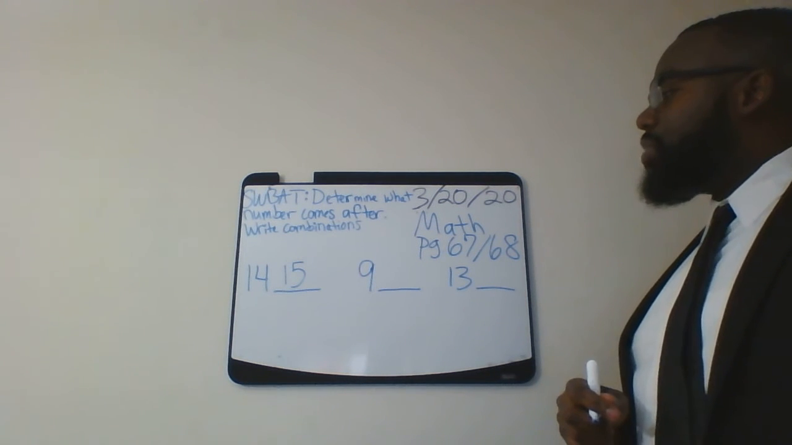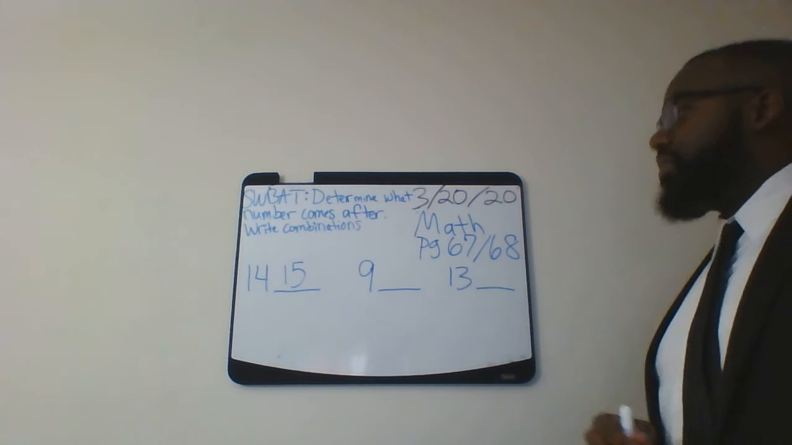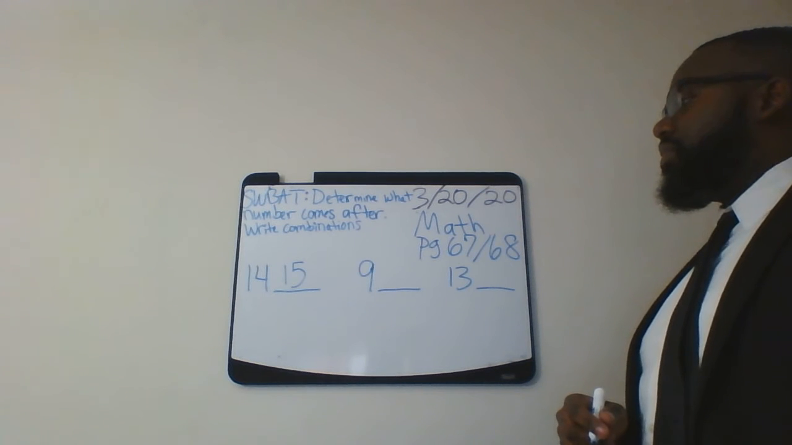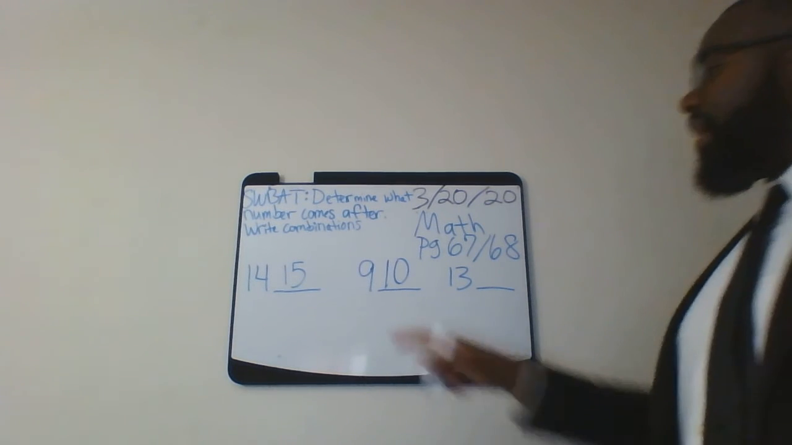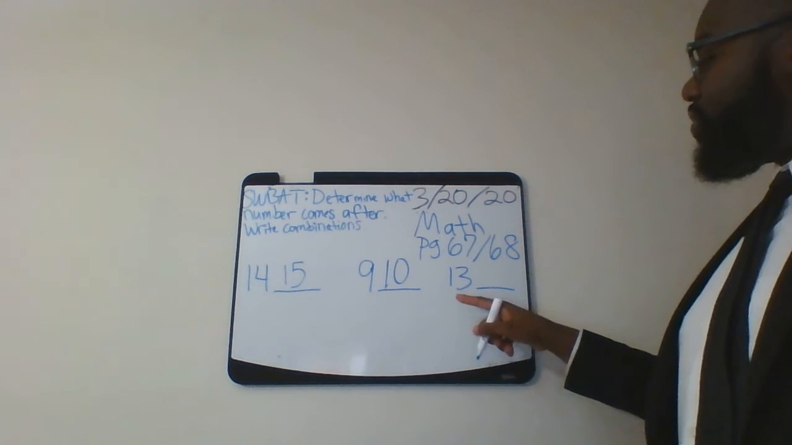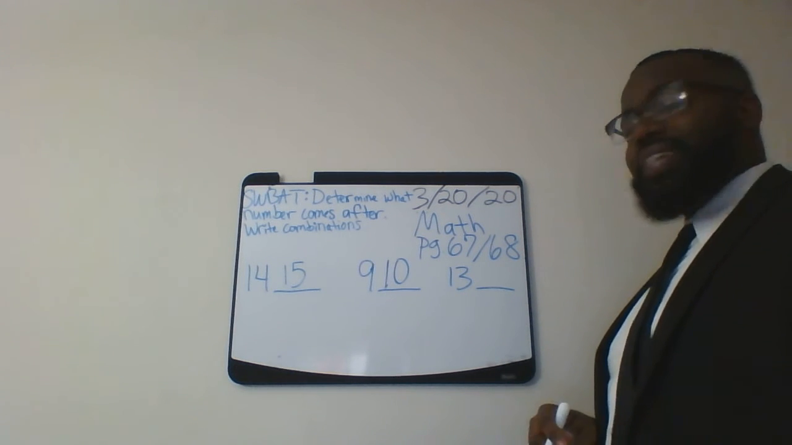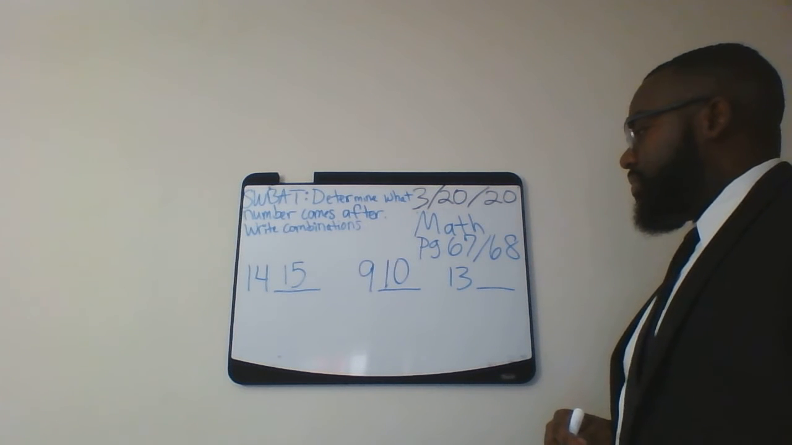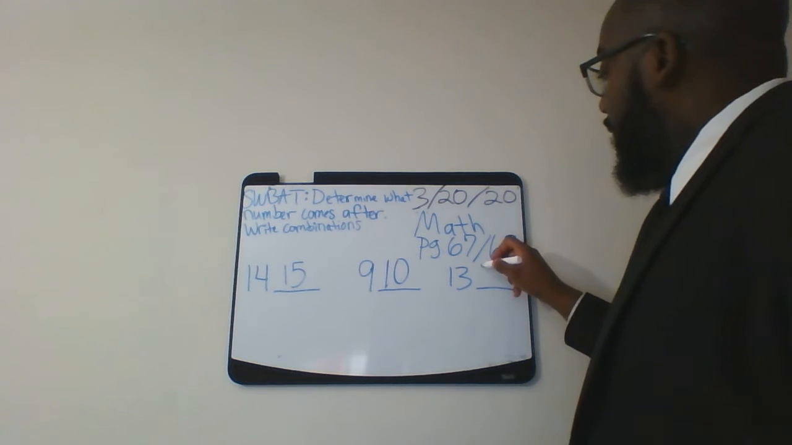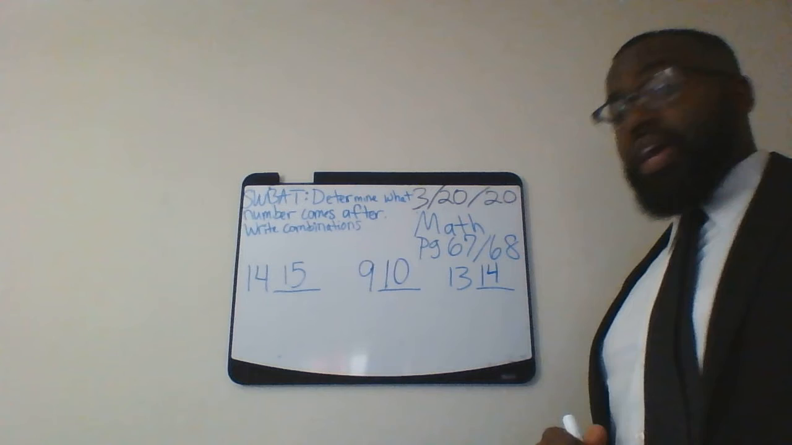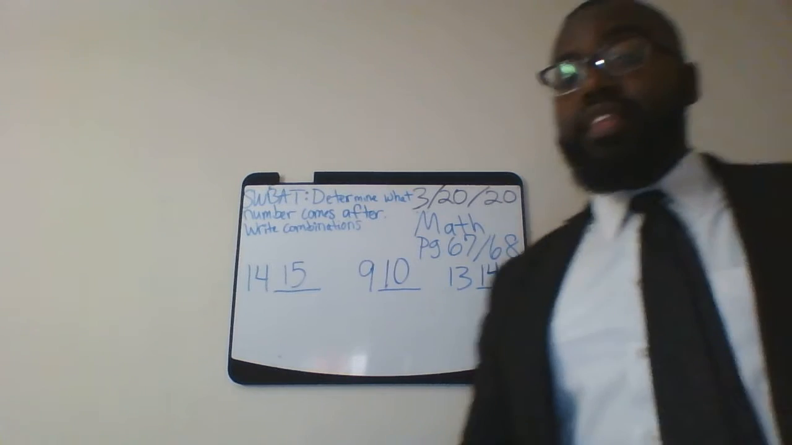Now let's go over to the number 9. What number comes after 9? Yes, it is the number 10. Okay, 9, 10. Then let's go back up to another number in a teen family. What comes after 13? You should have the number 14, okay? 13, 14. 14 comes after the number 13.